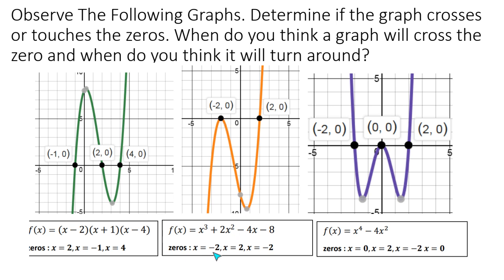Thank you. So here, if we look at the solutions, we have x equals -2, x equals 2, and x equals -2. We have two solutions where our x value is -2. And our graph told us that because it touched.